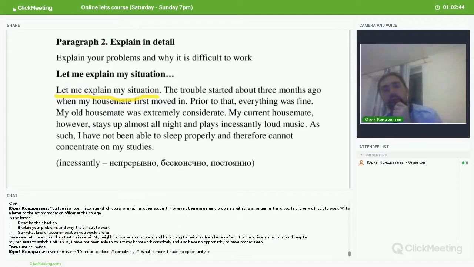So the spelling of senior. He listens to music out loud. Spelling completely. And don't put it all into one sentence. Make two separate sentences. The same in speaking. Don't connect all sentences with "and". Say on top of that, what is more, furthermore, moreover.